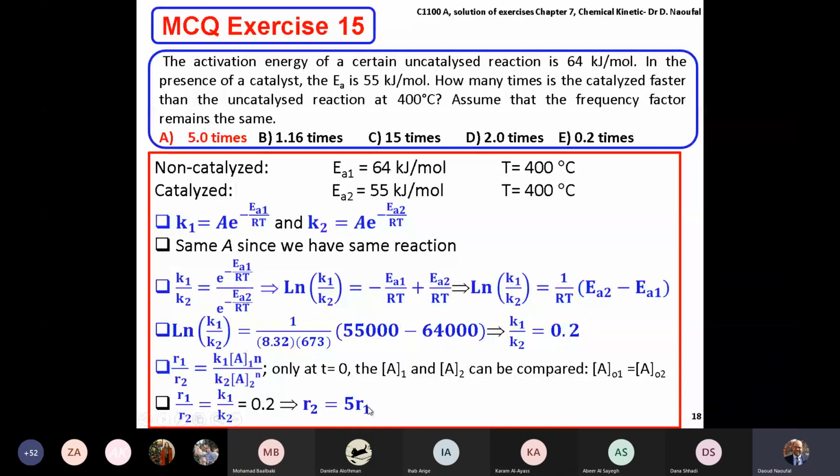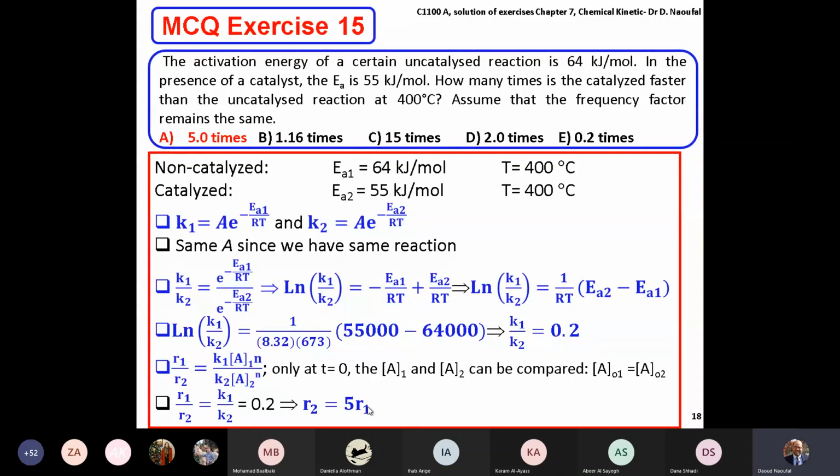As a conclusion, if you do two experiments of the same nature of the reaction, same initial concentration, but in the second you add a catalyst, and you start these two reactions at the same time, at T equals 0, at the starting, the catalyzed reaction is 5 times faster than the non-catalyzed.